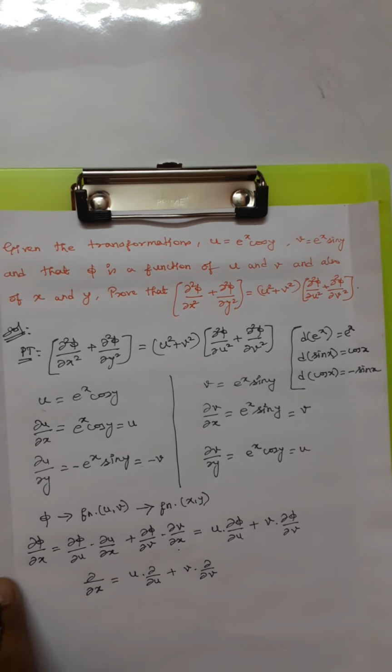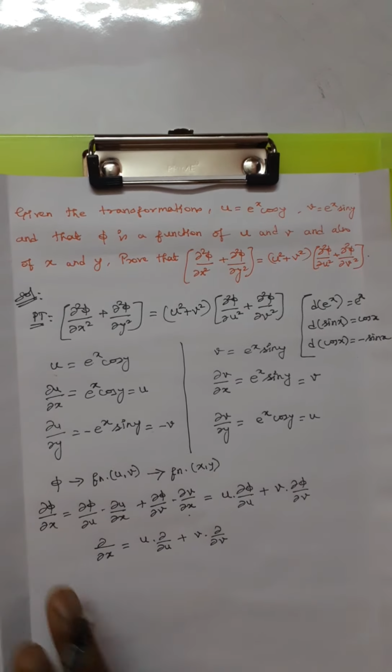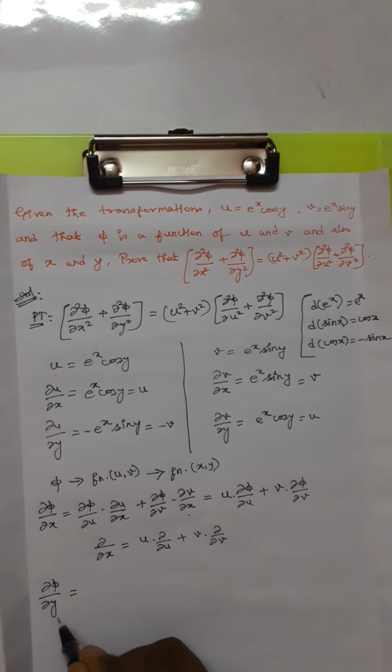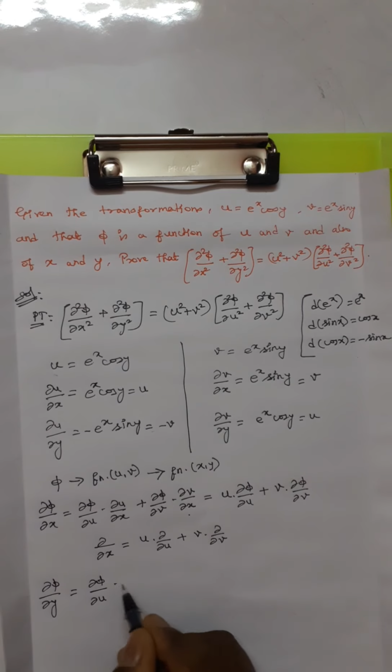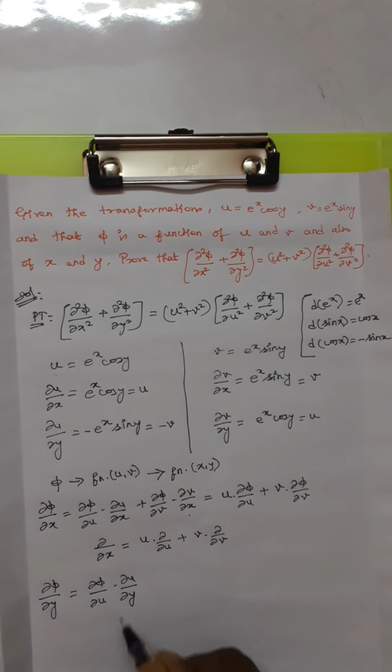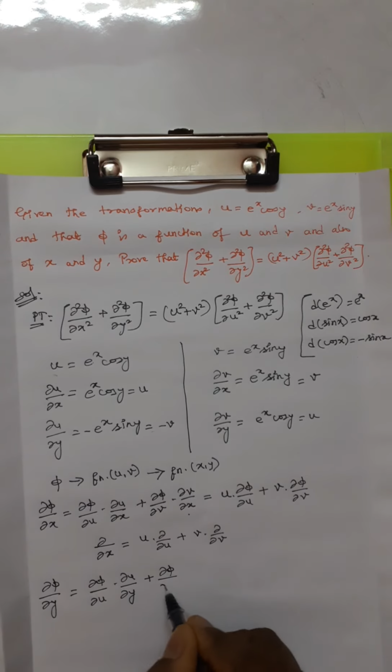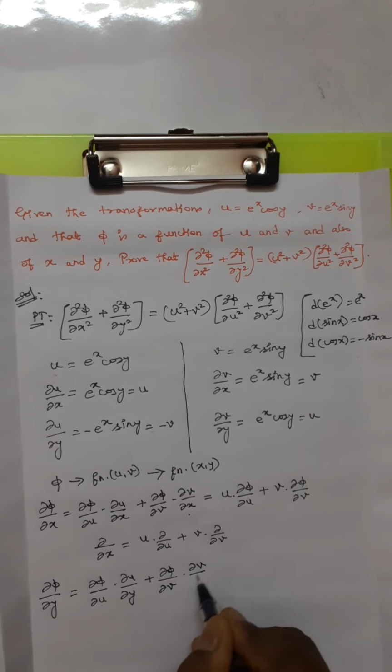Now, as how we found the value of dou phi by dou x, in the same way we are going to find the value of dou phi by dou y. So how can we split dou phi by dou y? Same, dou phi by dou u into dou u by dou y. Since we have dou y here, and phi is a function in terms of both u and v, again dou phi by dou v into dou v by dou y.